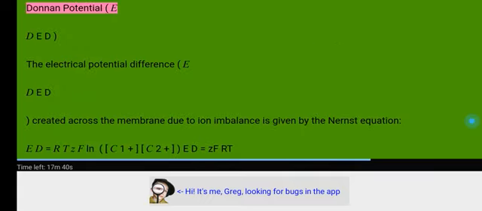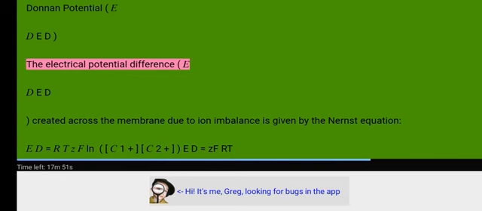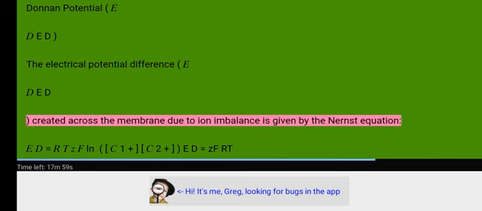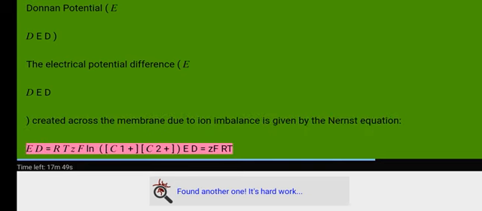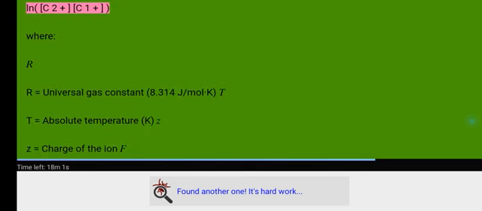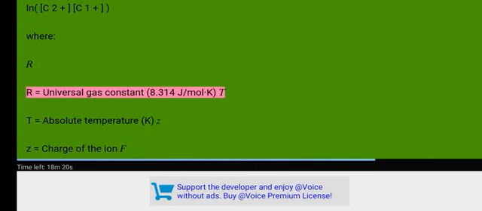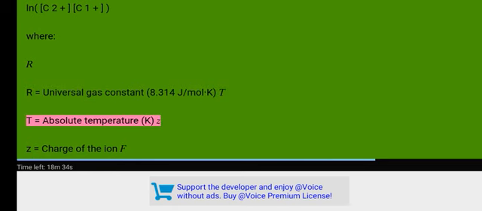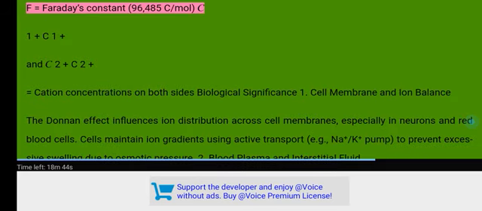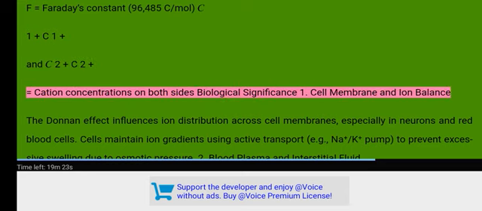Donnan potential, E_D. The electrical potential difference E_D created across the membrane due to ion imbalance is given by the Nernst equation: E_D = (RT/ZF) ln(C1+/C2+), or equivalently E_D = (RT/ZF) ln(C2+/C1+), where R equals the universal gas constant, 8.314 J per mole K; T equals absolute temperature in K; Z equals charge of the ion; F equals Faraday's constant, 96,485 C per mole; and C1+ and C2+ equal cation concentrations on both sides.